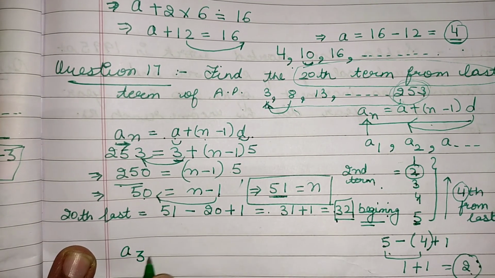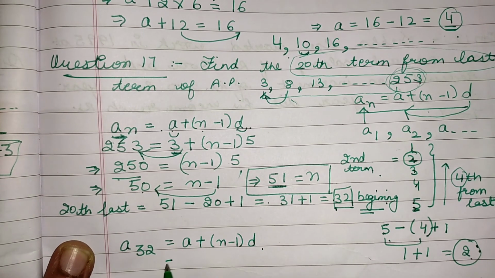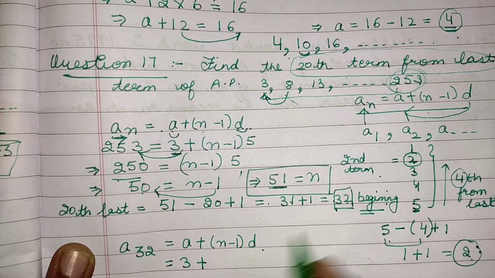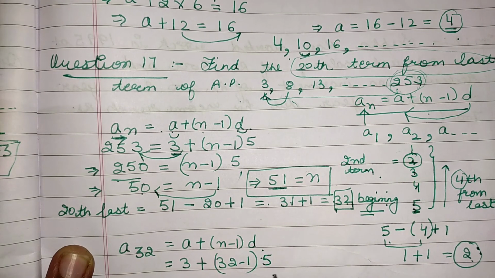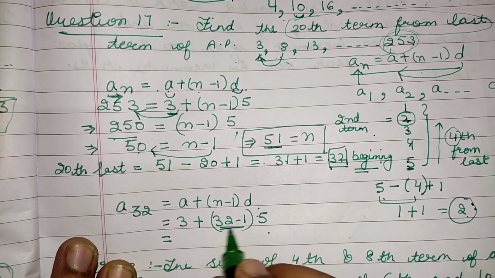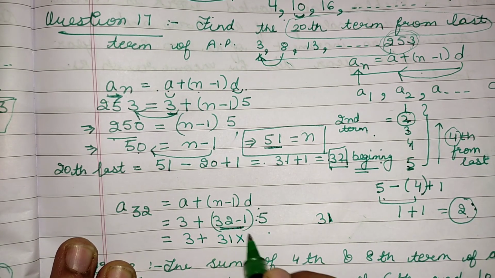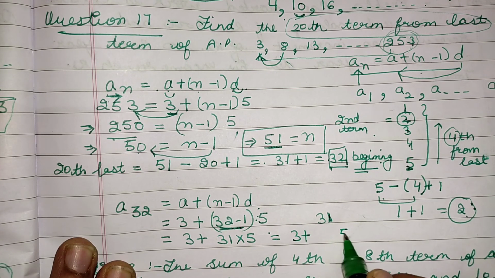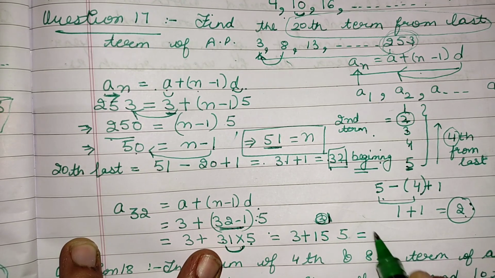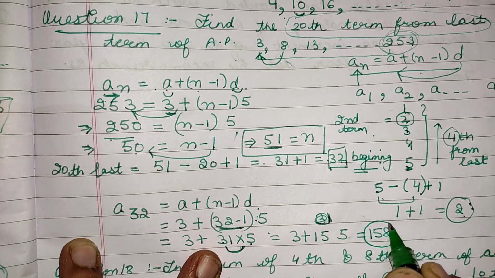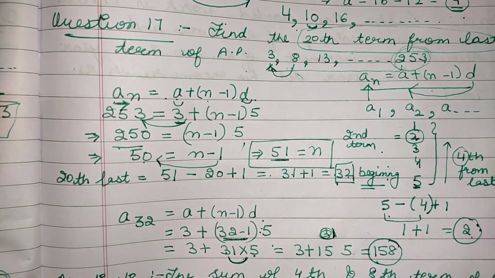So how can I find it? I know that A32 is equal to a plus n minus 1 into d. So a is my 3, n is my 32, minus 1, into d, which is my common difference, equal to 5. So it will be 3 plus 31 into 5. After doing the multiplication, 5 ones are 5 and 5 threes are 15. So I will get my answer as 158. So 158 will be the 20th term from the last.